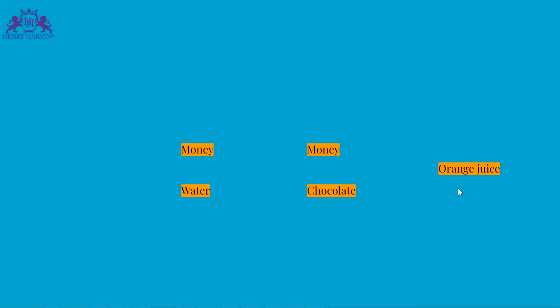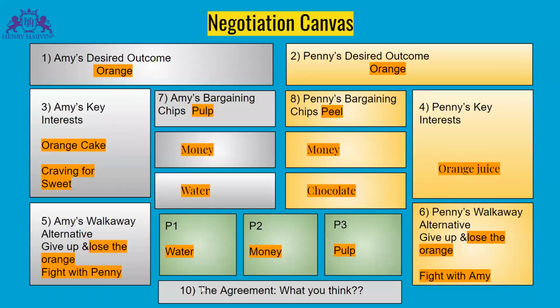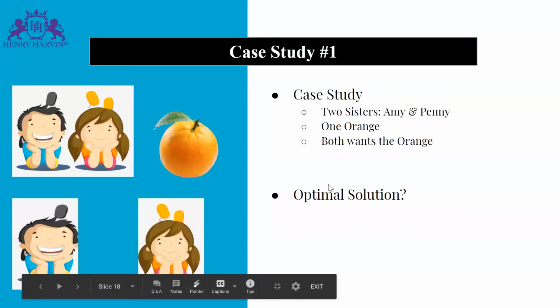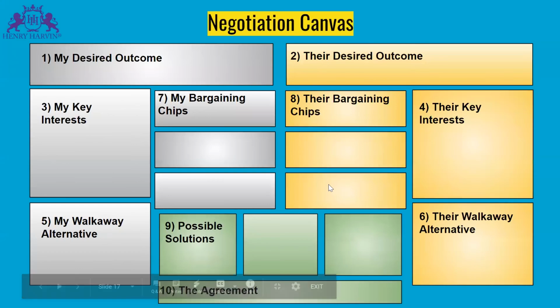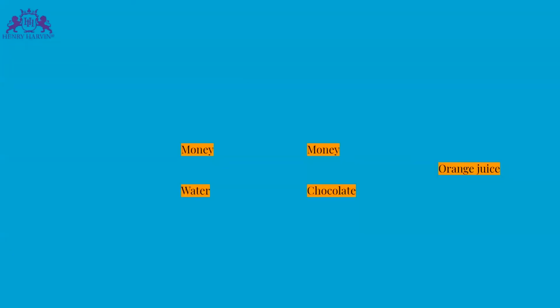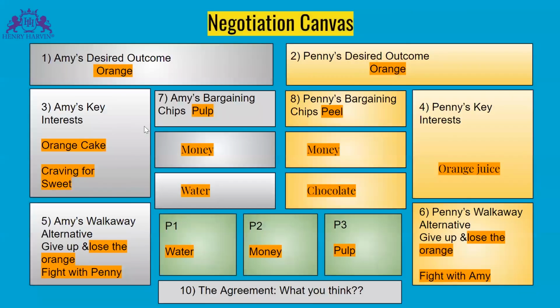Okay, yeah, so this is again a very clever answer by Atharv Kulkarni. Okay, yeah. So now let's look into this. This is the negotiation canvas. This is the case study. Both of them want the orange, and now this is the completed case study. So now let's look into it.